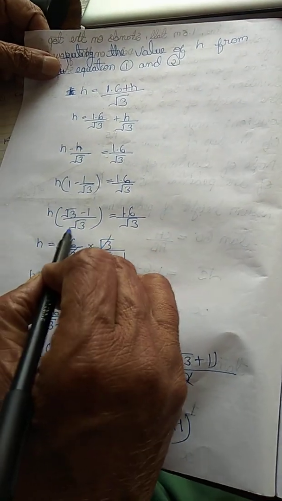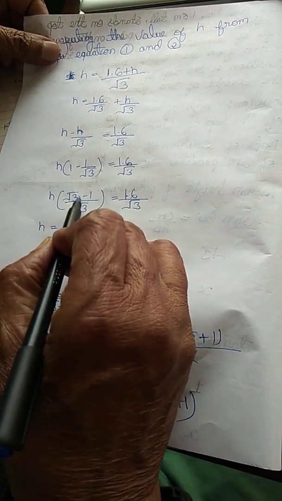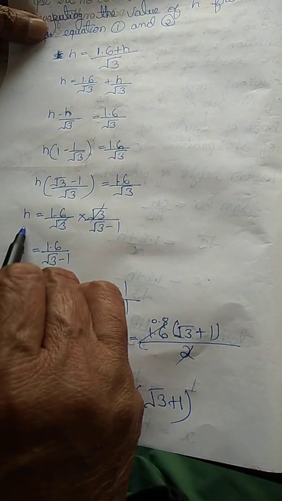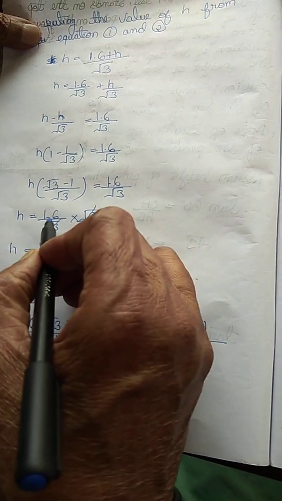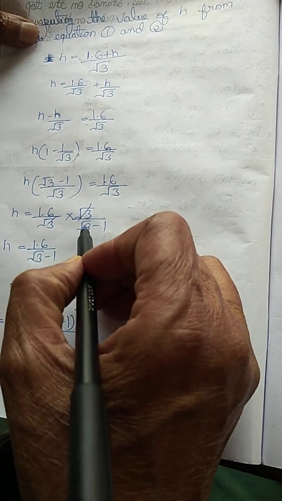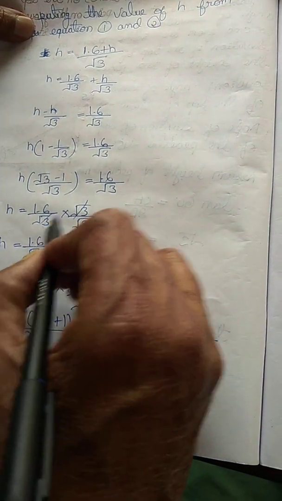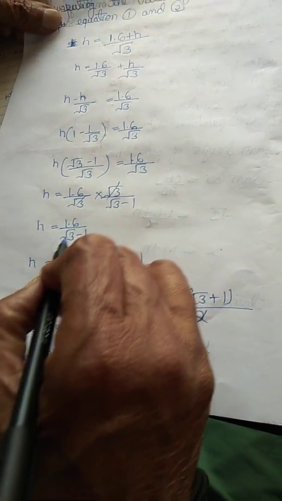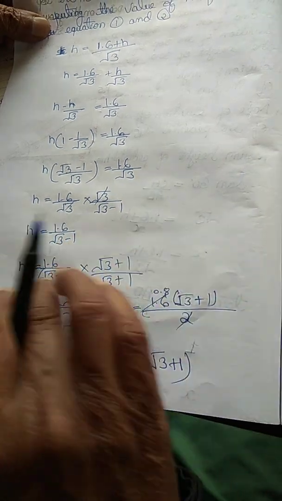Take root 3 as the LCM, you get h into root 3 minus 1 upon root 3 is equal to 1.6 upon root 3. So h is equal to 1.6 upon root 3 into root 3 upon root 3 minus 1. Root 3 gets cancelled from root 3. We get h is equal to 1.6 upon root 3 minus 1.